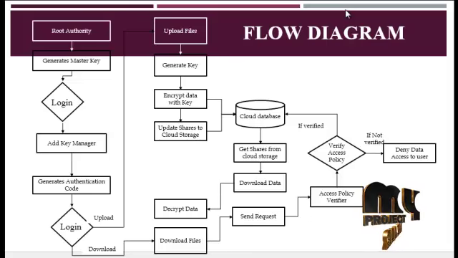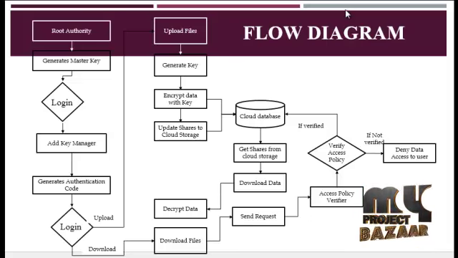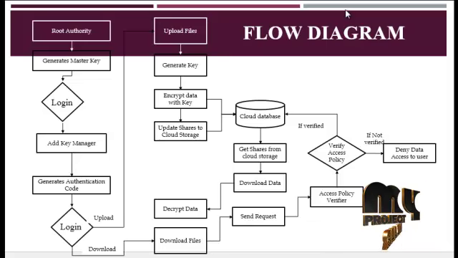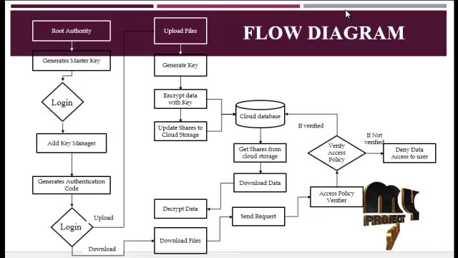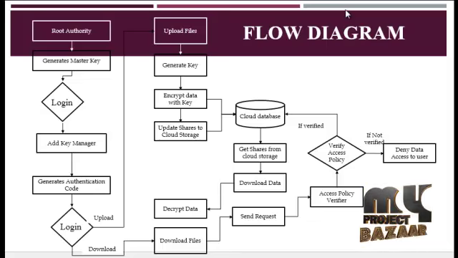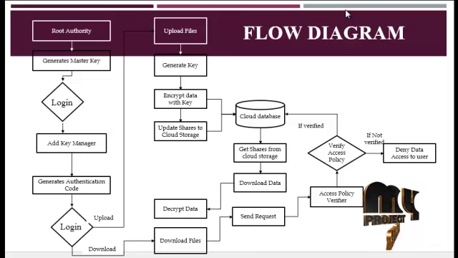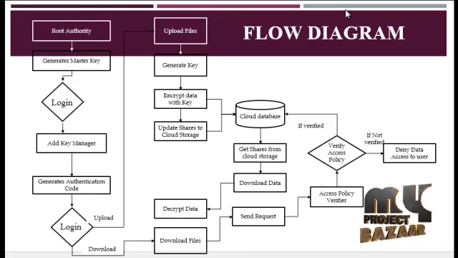Here there are two processes under the user: uploading and downloading. While uploading the file, the user has to select the file, and also generate a key. For generating the key, we are using Shamir's secret key sharing. Once the key is generated, we encrypt the file using the key and upload the content into the cloud storage.